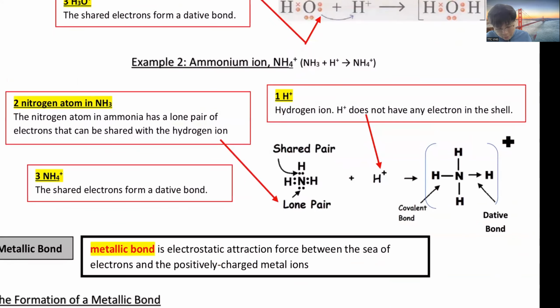Ammonium is the same thing. Hydrogen ion also doesn't have electron. Ammonia has a lone pair here. You can see this is the lone pair. So this hydrogen will move to here and share. Once shared, this is how it works out. The arrow means the nitrogen lends the electron to the hydrogen. Here is not the normal sharing where you take out one, I take out one. So you can write this out: the nitrogen atom in ammonia has a lone pair of electrons that can share with hydrogen ion. That's why you take it and share.